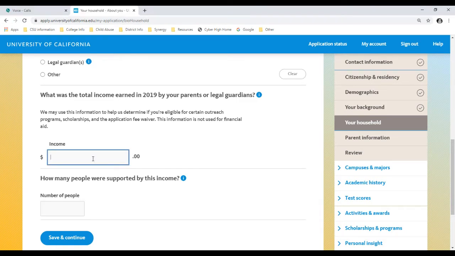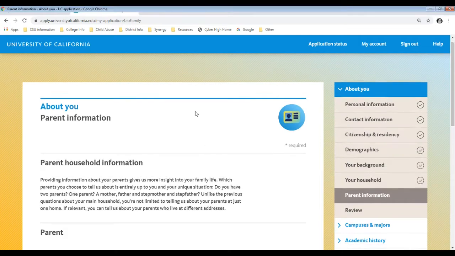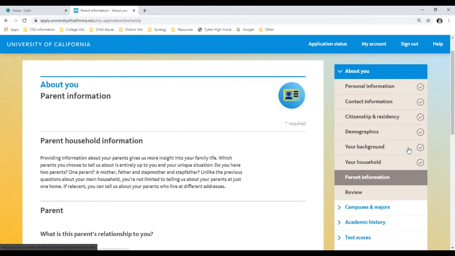Okay, so just for purposes of the application, I am going to put 40,000. Yes. Okay, so 40,000, and number of people in my household, I'm going to put 4, just to offer an example. Okay, so save and continue. And now that I did that, it's going to give me the information in a little bit. So we'll just continue going, and then I'll show you where it says whether you qualify for a fee waiver or not. So it says providing information about your parents gives us more insight.